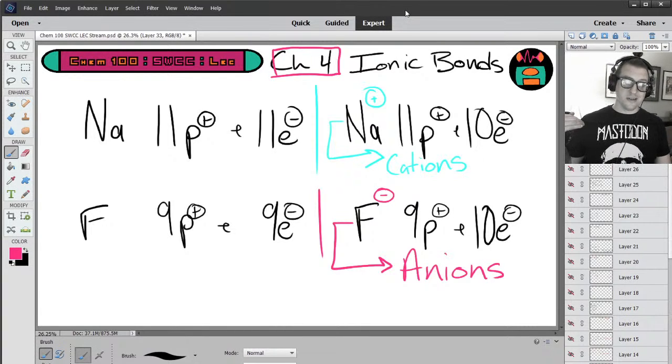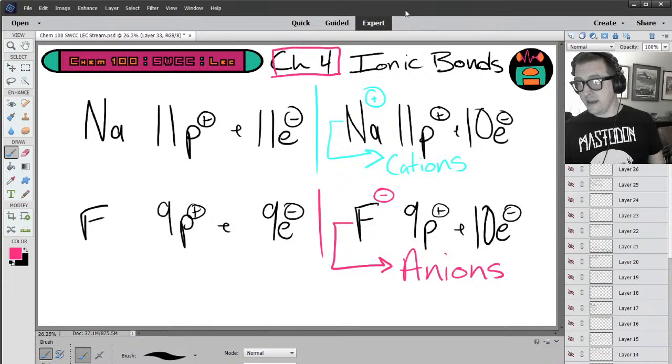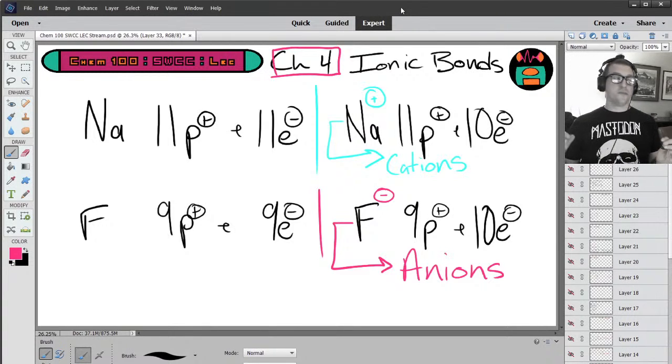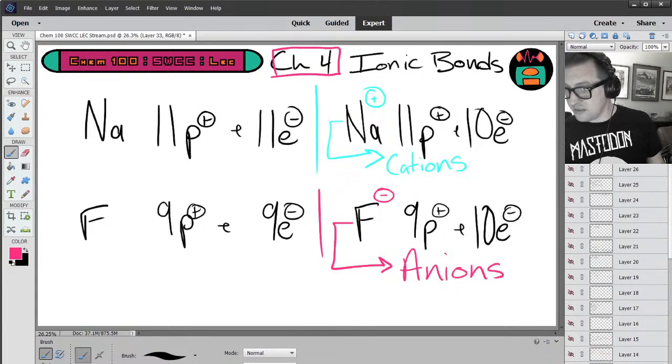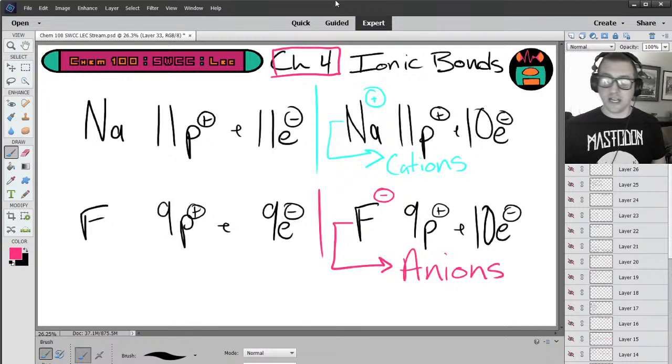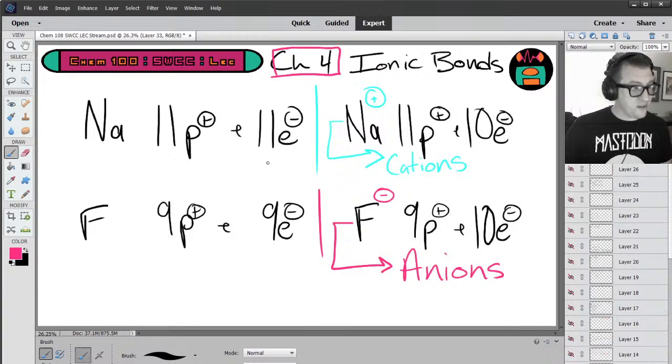We'll resume on Tuesday with a discussion of, now that we know what cations and anions are, where do they come from? How are they formed? So that's what we'll get to in lecture on Tuesday. All right, so that does it for us.